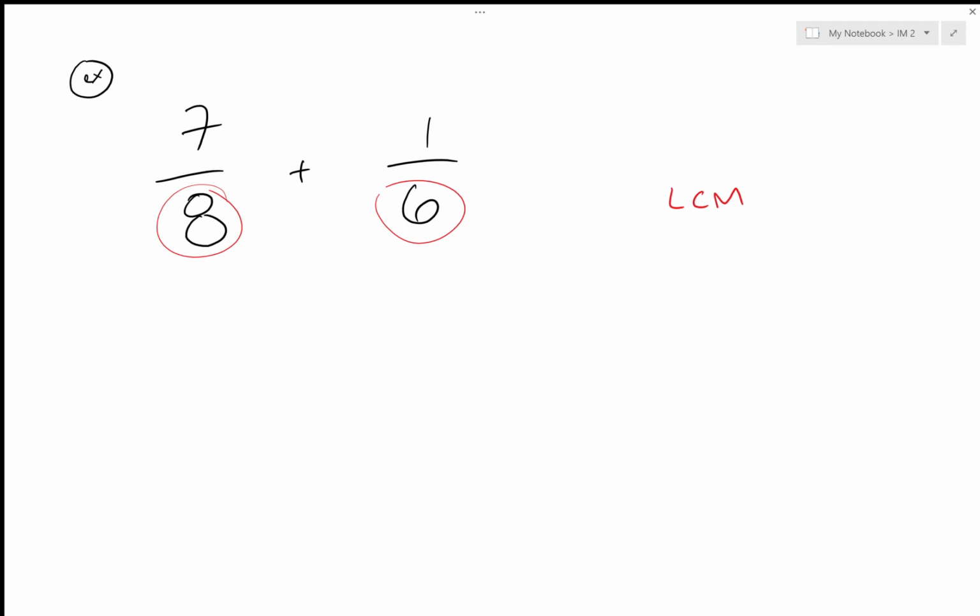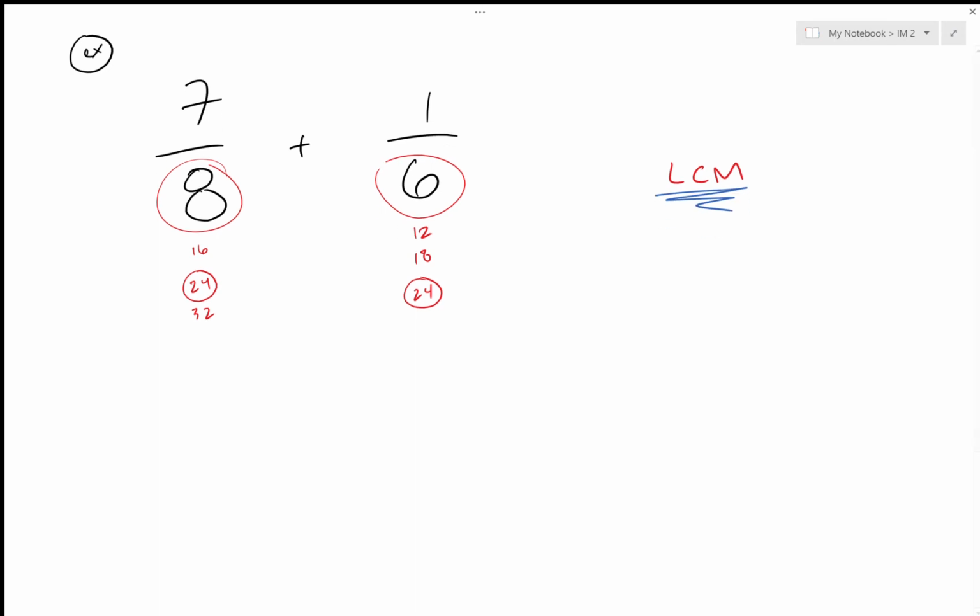Let's see, the multiples of 8 are 8, 16, 24, 32. And then 6 goes 6, 12, 18, 24, and look at that, we do have a common number that we can get to, smaller than 48. Eventually 48 will work, it's just we'll have to simplify a bit more. This is the lowest one. This will be the easiest one to get to. So let's get to a 24 on the bottom, that common number.